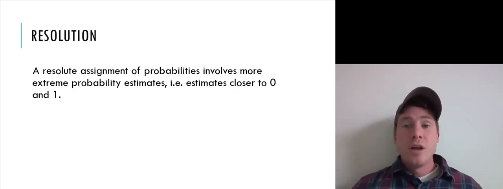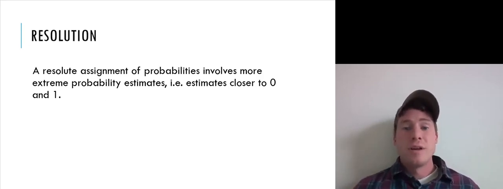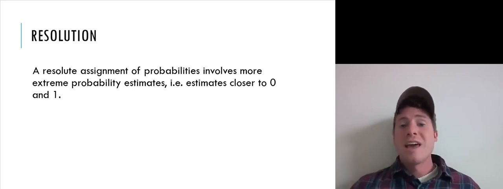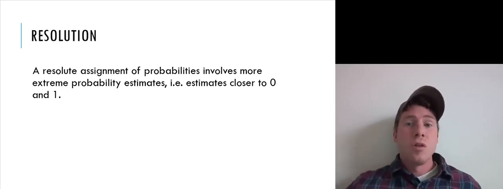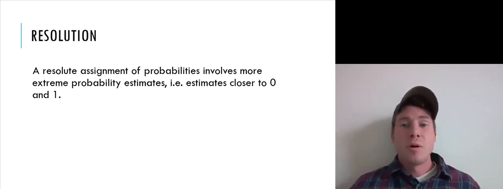Now, calibration is good. It's a good feature of a set of probability judgments, but it's not all there is to making a good set of forecasts or a good set of probability judgments. Another feature we would like our probability judgments to have is resolution. You could have somebody who assigns maybe 0.5 to all different propositions, and half of them end up being true, and then they turn out to be perfectly calibrated. But we're not going to say that they're in as good an epistemic situation as somebody who assigns 1 to all the propositions that end up being true and 0 to all the propositions that end up being false, right?